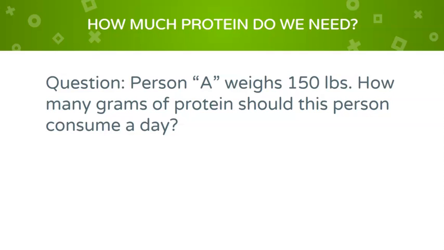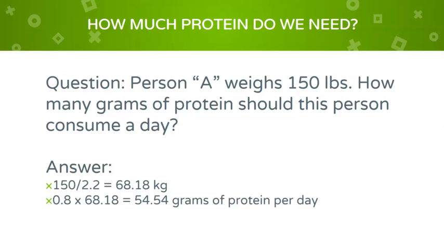So if person A weighs 150 pounds, how much protein should they consume a day? So first you would need to take 150 and divide it by 2.2. That way you would get their weight in kilograms, and then you would multiply 0.8 times their weight in kilograms. This person should consume 54.54 grams of protein per day.